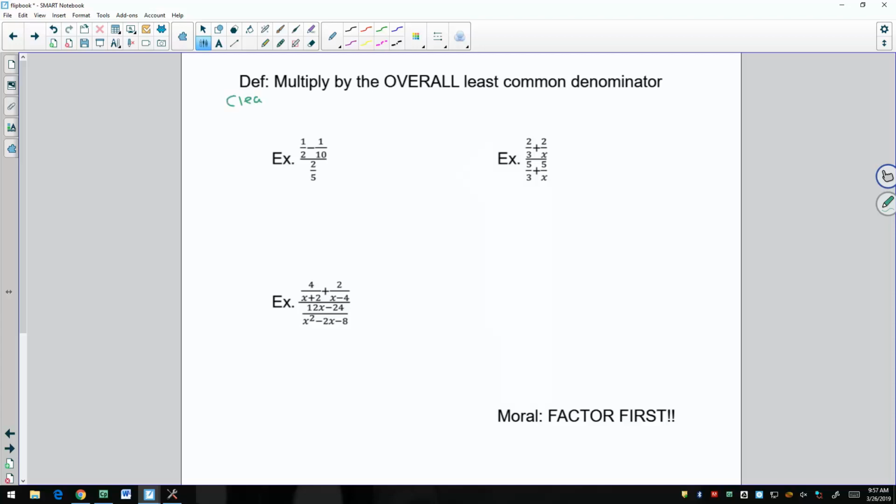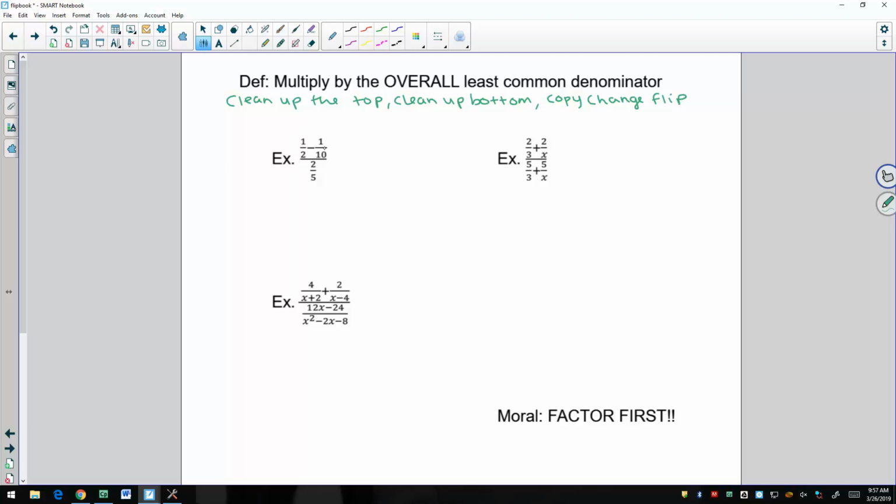You clean up the top, and when I say clean up, I mean turn it into one fraction. You're going to then clean up the bottom if necessary. Sometimes you don't have to clean up the bottom. There already is one fraction. And then you're going to copy, change, flip. So again, when I say clean up, I mean get one fraction on the top, one fraction on the bottom, and then copy, change, flip.